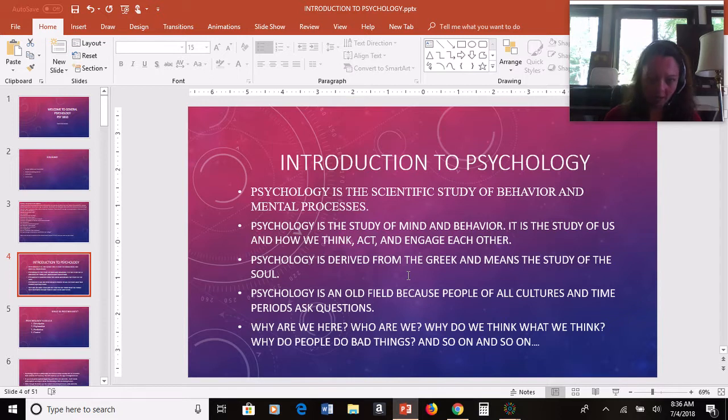Alright, the word psychology is actually derived from the Greeks. The origin, or etymology, of the word, meaning the root word, actually means the study of the soul. When it comes down to it, psychology really didn't become a scientific field until the 19th century, but it's actually a very old field, because we see way back into prehistory that people of all cultures throughout all of humanity have always asked these questions about what it means to be human.